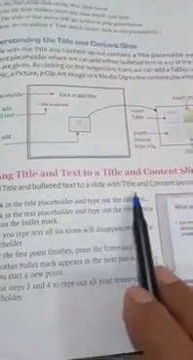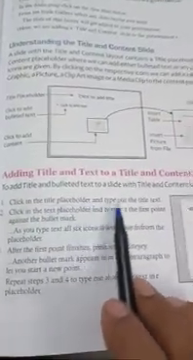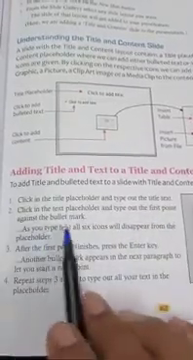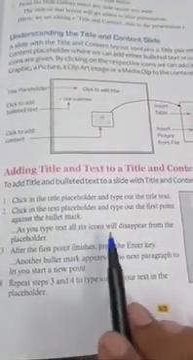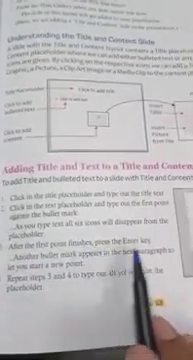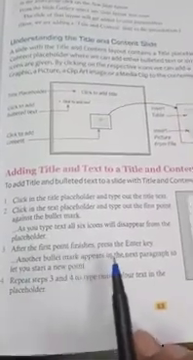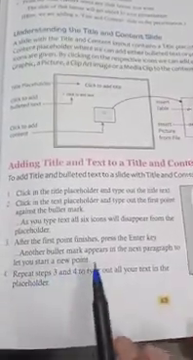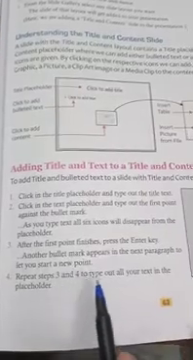Adding title and text to a Title and Content slide. To add a title and bulleted text to a slide with the Title and Content layout, follow these steps. First, click on the title placeholder and type out the title's text. Second, click in the text placeholder and type out the first point against the bullet mark. As you type text, all 6 icons will disappear from the placeholder. Third, after the first point finishes, press the Enter key. Another bullet mark appears in the next paragraph to let you start a new point. Repeat steps 3 and 4 to type out all your text in the placeholder.